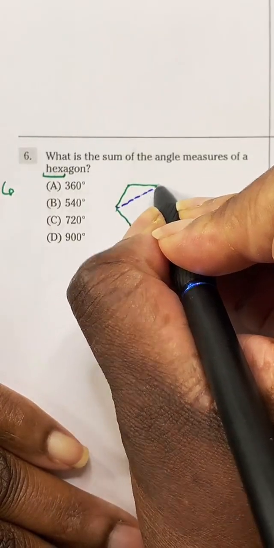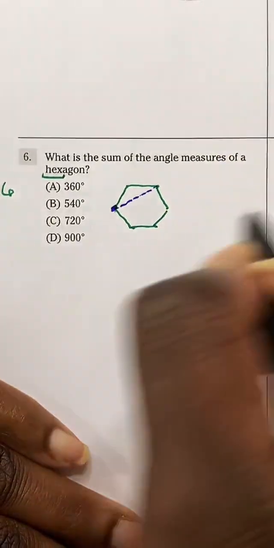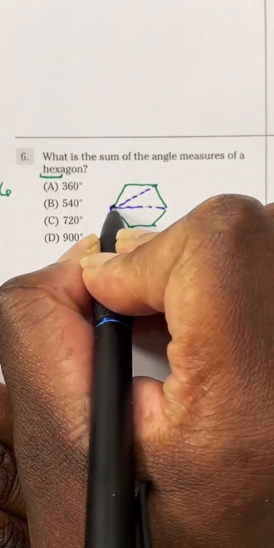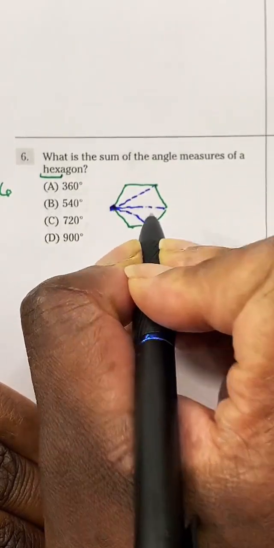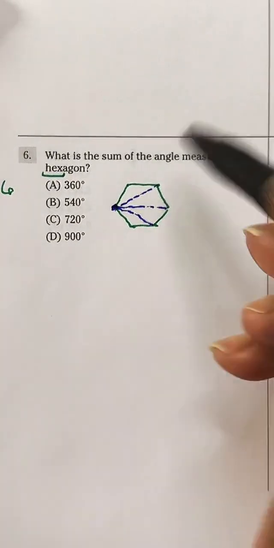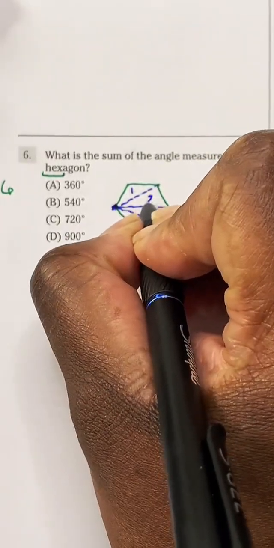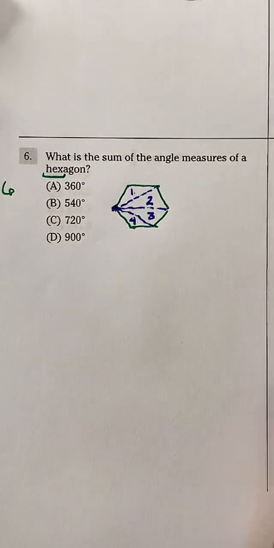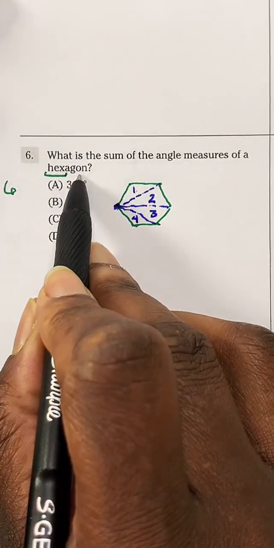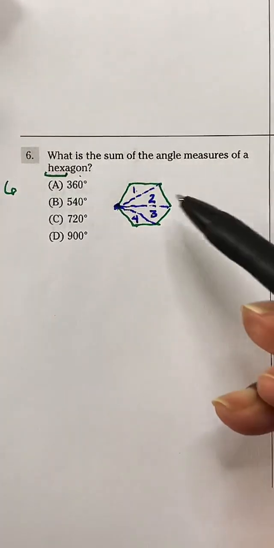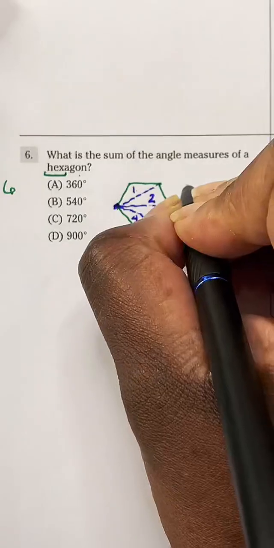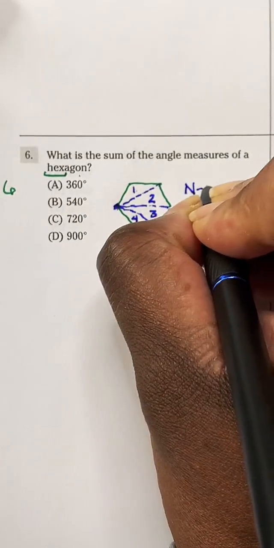So from one of the, I'm going to use this vertex. For one of the vertices, I can create triangles. Okay, I can create some triangles. So I have one triangle here, another triangle here, another triangle here, another triangle there. We notice that a hexagon is 6 sides, but I developed 4 triangles. So it's the number of sides minus 2.